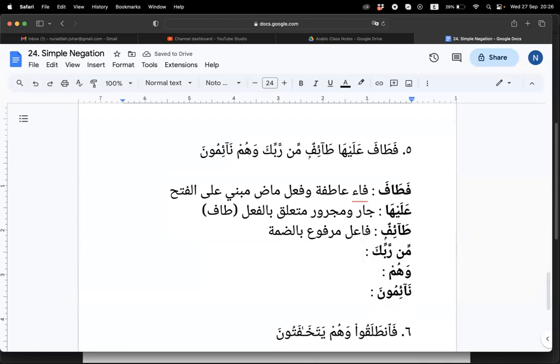Min rabbika. This one, or this one, some sort like there is mudaf and mudaf ilayh? Not so much. This one is not an ism. Min is what? The jar wa majrur, yes. So the majrur ends where? Ends at the rabbi. So what's the sign of the majrur? Majrur bil kasrah. Good. And then the kaf. Kaf is mudaf ilayh of the rabbi.